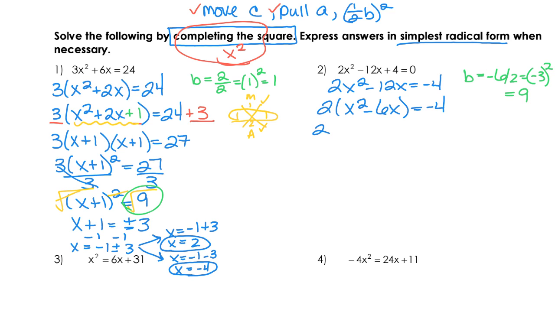Okay. Now we're going to insert it. So everything stays the same, except right here, we put that plus 9. And we got to remember to add it to the other side. However, you got to take a look and see what you actually added. All right. We actually added 2 times 9, which is 18. And so we'll be adding 18 to our other side.